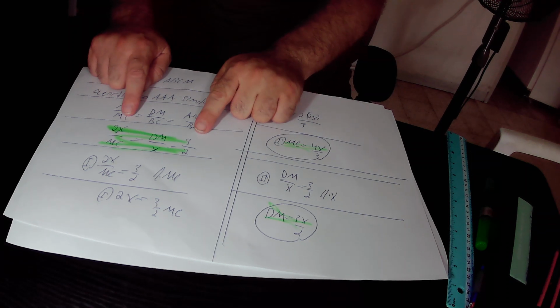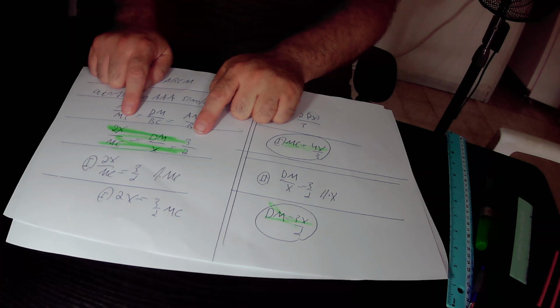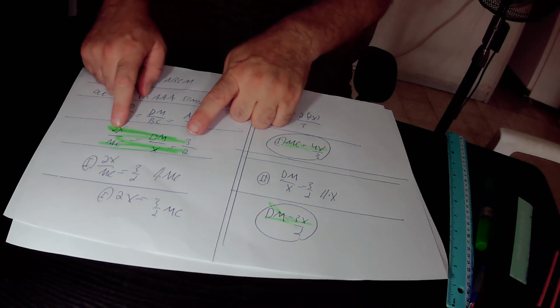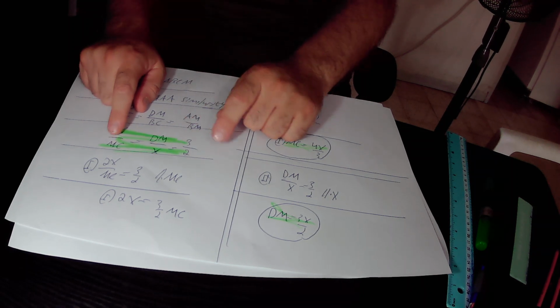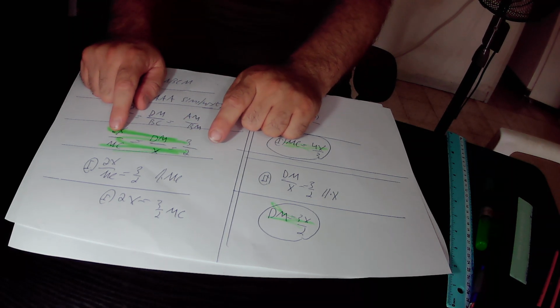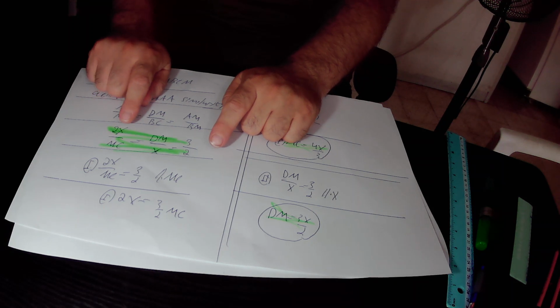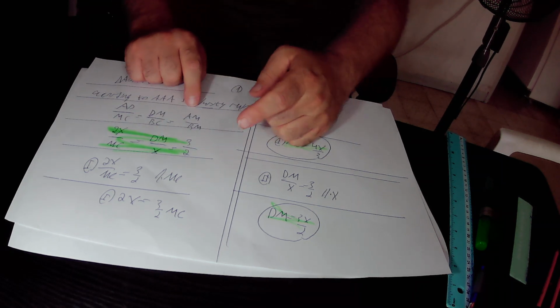Those two expressions are equal to each other, therefore we get an equation 1 from those two expressions. So according to equation 1, we find that 2x over MC equals 3 halves. Here we multiply this equation by MC and finally find that 2x equals 3 halves times MC.